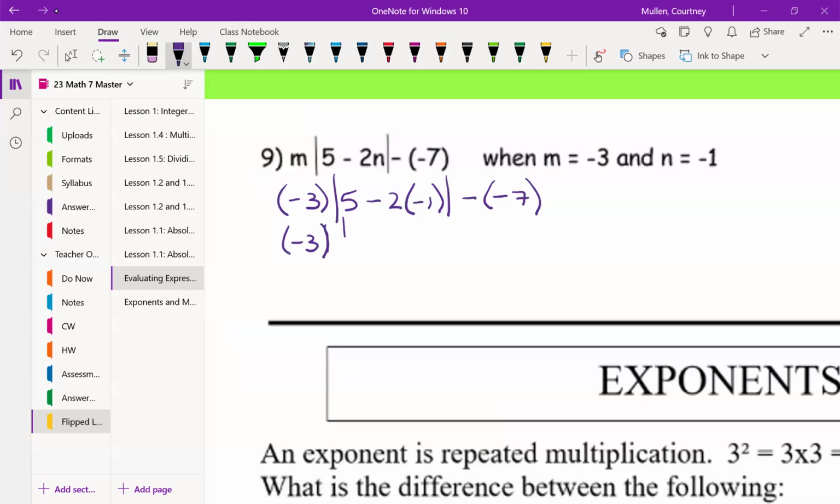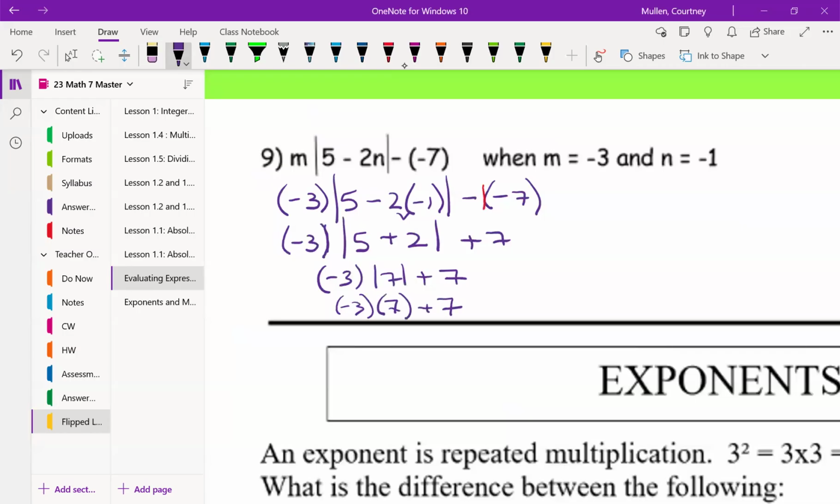So we have the absolute value of 5. We're going to do our multiplication, becomes positive. And then again, we have that -1 in there. So now we have +7. Let's simplify the absolute value even more and bring everything else down. Now, what is the absolute value of 7? It's 7.